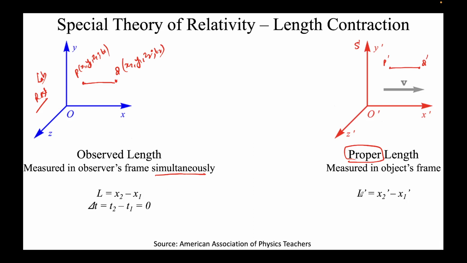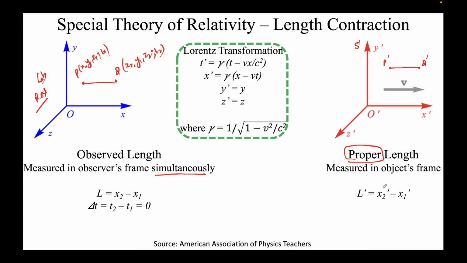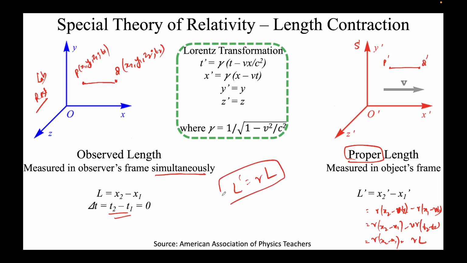And how do we relate L and L prime? Again, we use the Lorentz transformation. So if you put x2 prime here, it will be gamma times x2 minus v t2, minus gamma times x1 minus v t1. This will be gamma times x2 minus x1, minus v gamma times t2 minus t1, and since this t2 minus t1 is equal to 0, this will be gamma times x2 minus x1. This is nothing but gamma L. So I get L prime equal to gamma L.